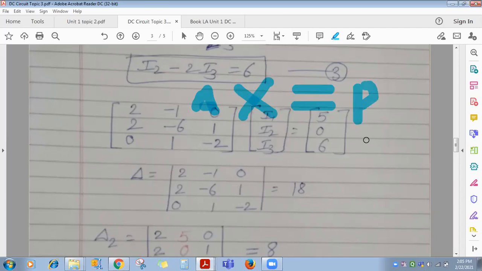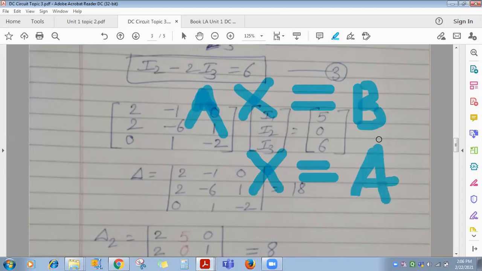What do you have to do to find out the value of X? A into X. A inverse B, right? In the calculator, the A matrix you have entered there, B you have entered, and just simply say A inverse into B. You will get the three values.